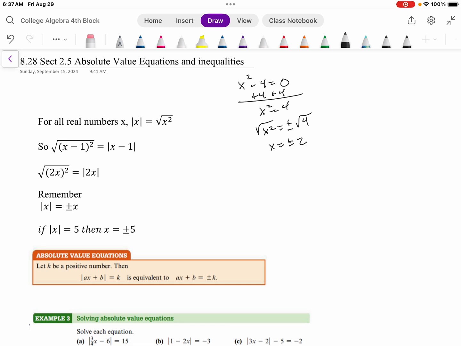That ties into when we learned about absolute values back in Algebra 1, that the absolute value of x is really either positive x or negative x. For example, if I let x equal 5, the absolute value of 5 is 5. If I let x equal negative 5, the absolute value of negative 5 is 5. So if the absolute value of x is equal to a number, then technically x is equal to the positive or negative version of that number.